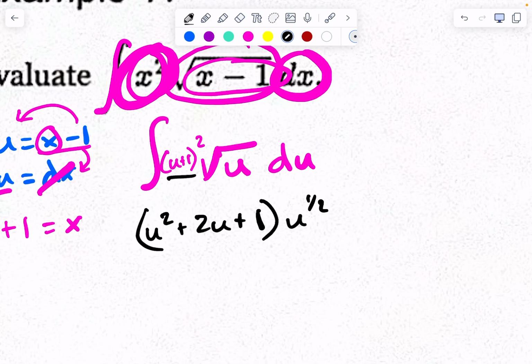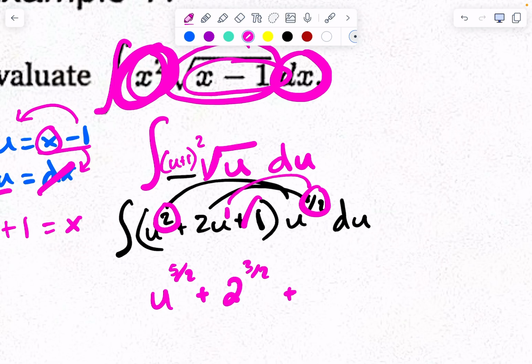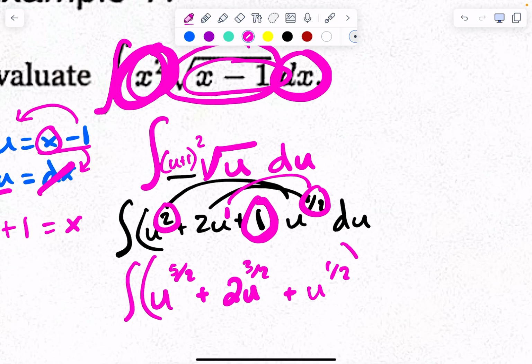Okay? Integral du. Now we distribute. When we distribute, we add the exponents. So 2 and 1/2, if we add those, is 2.5 or 5 over 2. Plus 2, this is u to the 1st power, and 1 plus 1/2 is 3 over 2. Plus 1, that's u. I need a u in there. And then u times 1 is u to the 1/2 power. All right, then integral, parentheses, du.